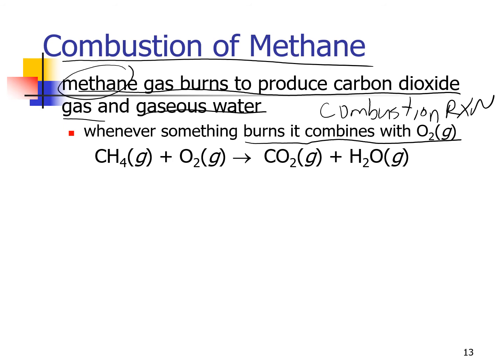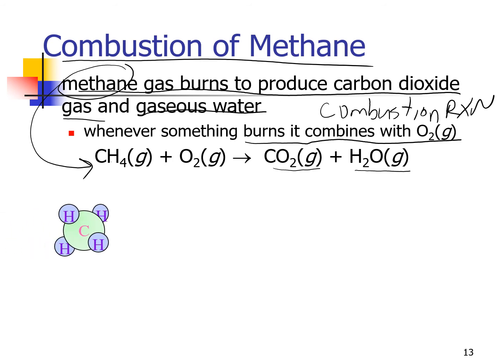CH4 is methane. Physical state is G for gas. It's combining with oxygen, which implies it's burning, undergoing combustion. It will produce carbon dioxide gas and water gas. Let's see if this reaction is balanced.